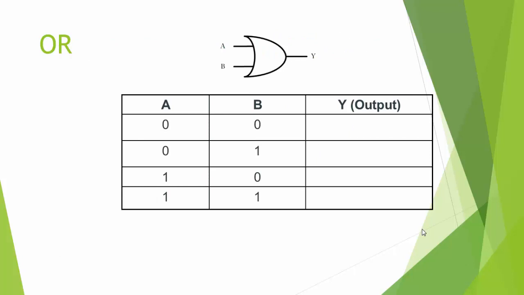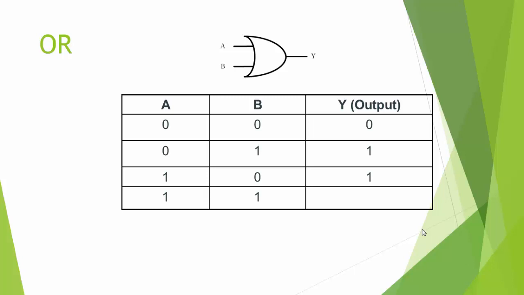We can do the same thing for an OR gate. Remember, for an OR gate, the output is high if A or B is high. Well, in this case, A and B are low, so the output is low. The next one, B is high, therefore the output is high. The next one, A is high, therefore the output is high, and we reach an interesting situation. In the final case, A and B are high.